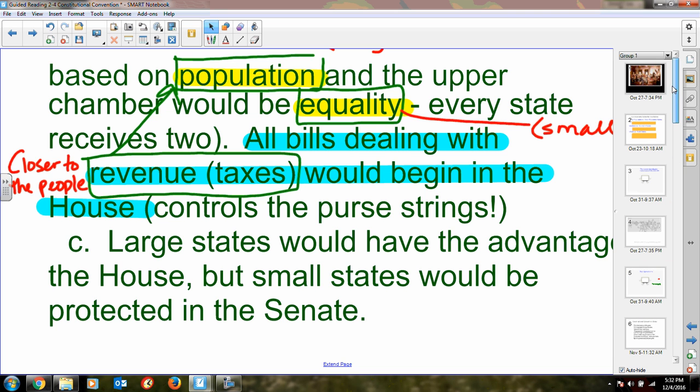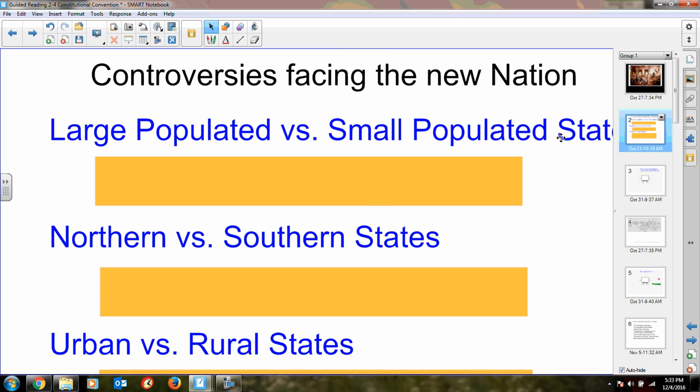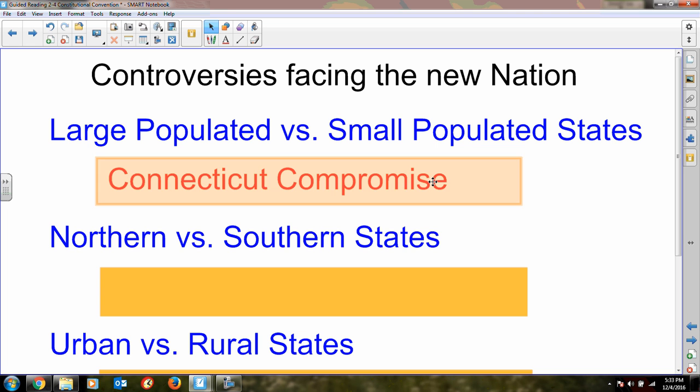And if you remember, on the very first day we talked about controversies, they realized that the Connecticut Compromise would solve the first of those controversies. But it wasn't long before they realized, wait a minute, if everything is going to be based on population, how do we count the slaves? Well, we will save that for another day.